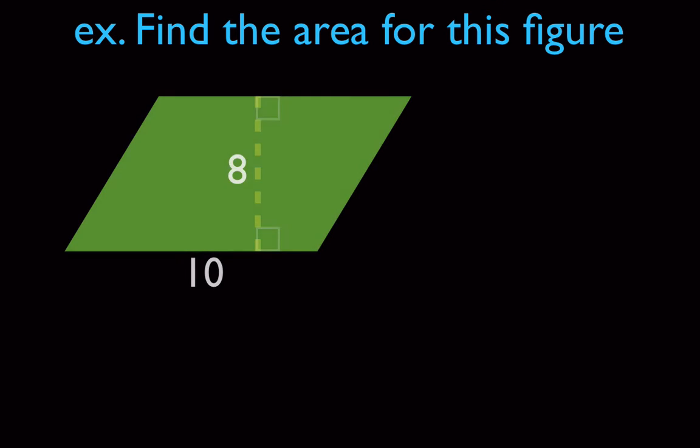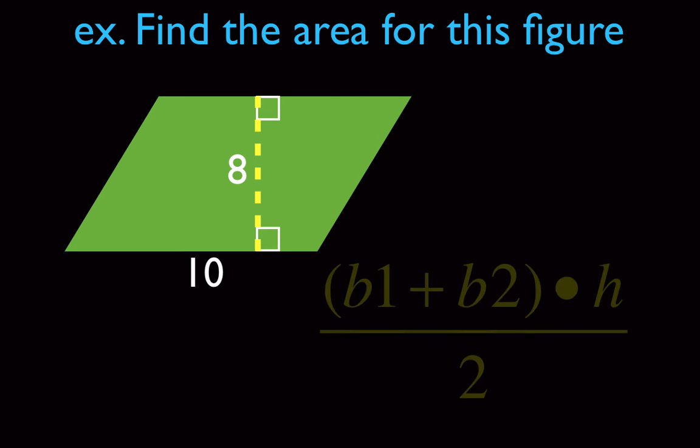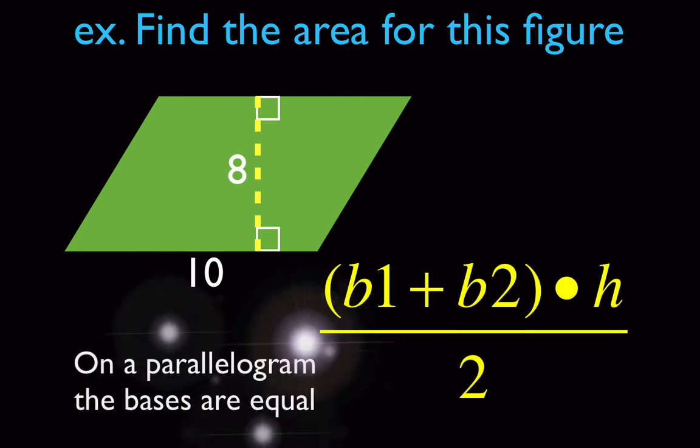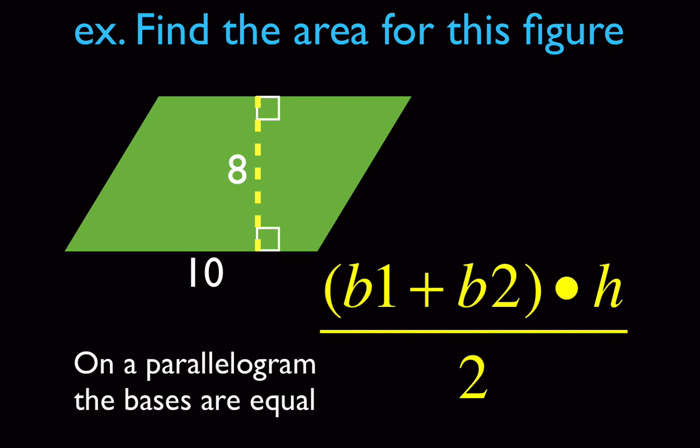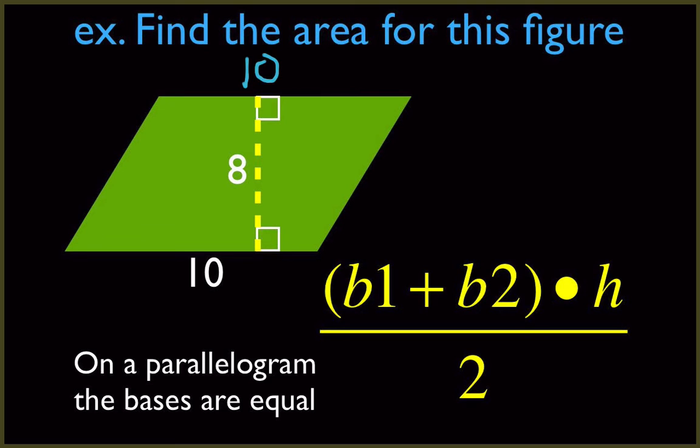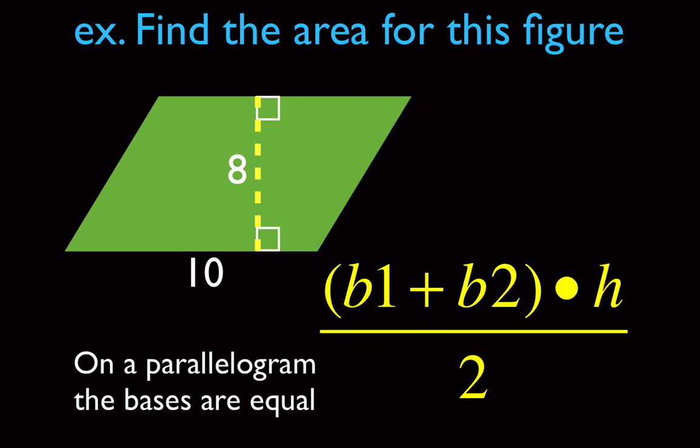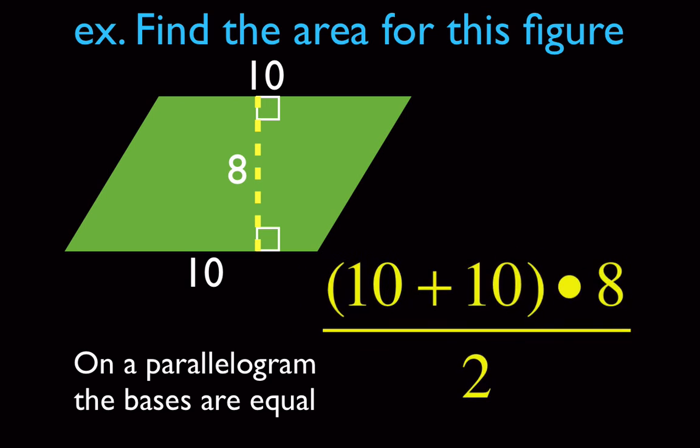So we're going to go ahead and start off with this one right here, and this is in your notes. The shape we have is here, and we need to identify what our bases are and what our height is. Well, in this case, our bases are the same because on a parallelogram, the sides are the same, which means this up here is also 10. So now my bases are simply 10 plus 10 times the height, which is 8, divided by 2.